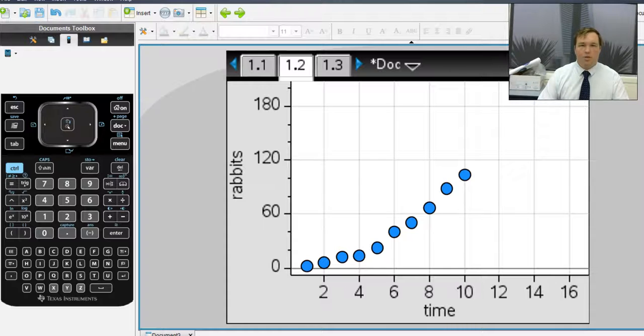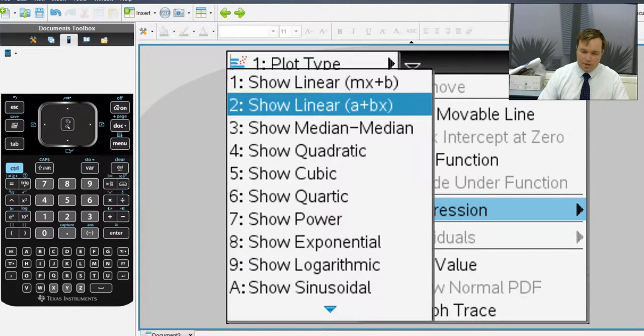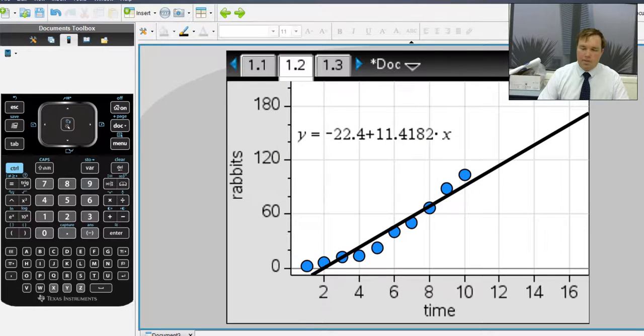Alright, so let's try our prediction with a straight line. Menu, analyze, regression, show linear. Alright, so we've got this straight line through the points. And the points don't look far off it, so it doesn't look bad on the first instance. But now let's see what the prediction comes out to. At 14 months, it will be about 130.